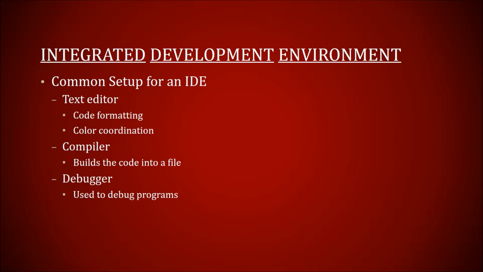In today's lesson, we're going to be using a Windows 32-bit platform, so that compiler will build the code from C++ into an executable file or a .exe that we'll be able to run. The last thing an IDE typically contains is a debugger, and we'll get into debuggers a bit later on in these tutorials, but they're used to debug programs. You'll learn more about that later on.